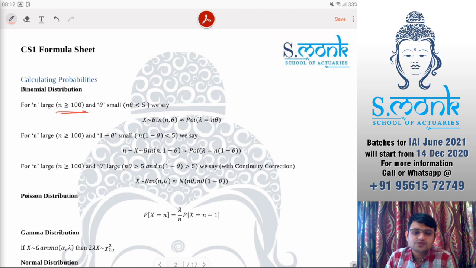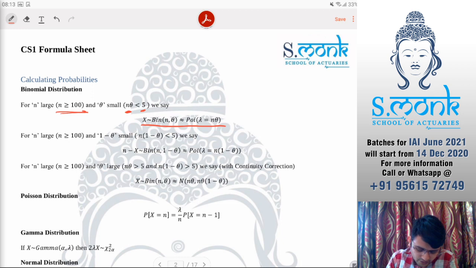Now, we do not just want n large, but we also want theta to be small. So we check whether theta is small. The values of theta are always between 0 and 1, so you may feel 0.9 is also small, so we always take a value relative to n. We say n theta must be less than 5, or maybe up to 5. Equal to 5, you can take it as Poisson distribution as well. If that is the case, then your binomial distribution is going to follow the Poisson distribution with lambda being n theta.